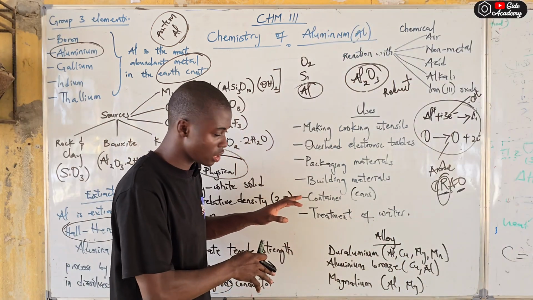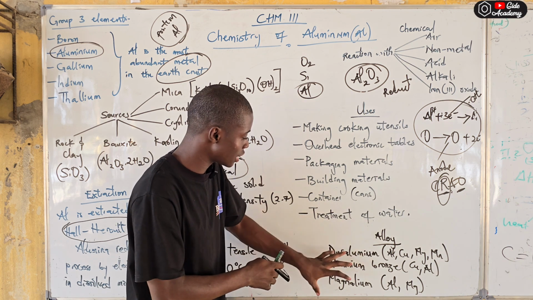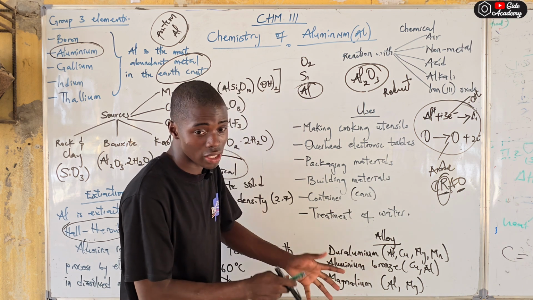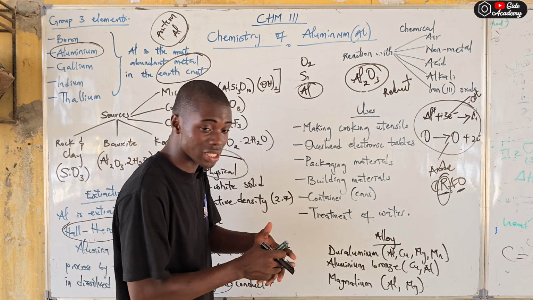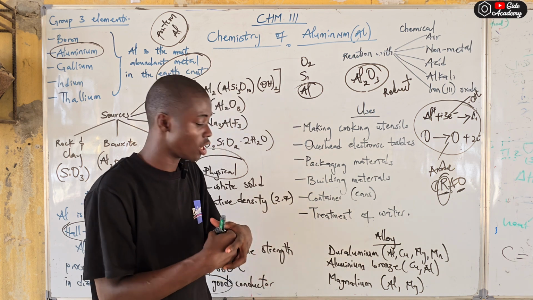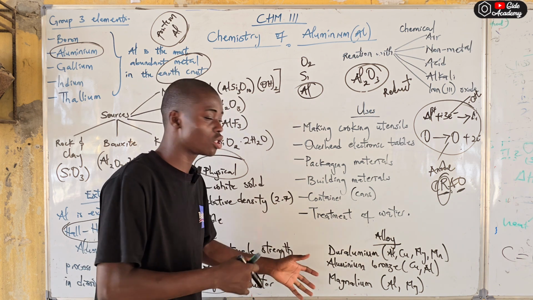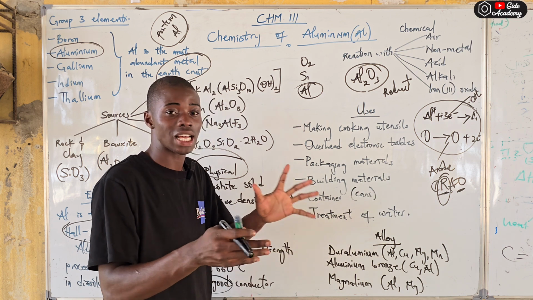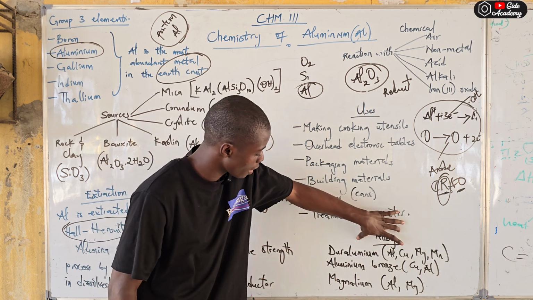That will take us to the next concept, which is alloy. An alloy is a combination of metals, non-metals, or metalloids. It is just a combination of elements, but in most cases we refer to it as a combination of metals. When metals are joined together, we refer to them as an alloy.